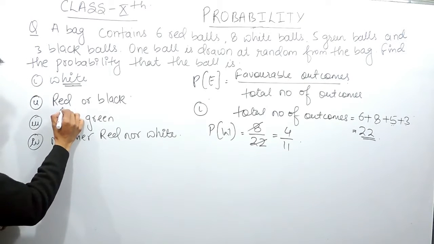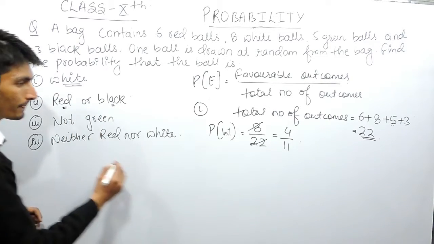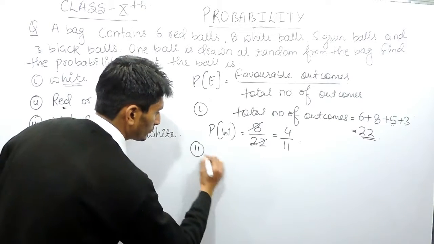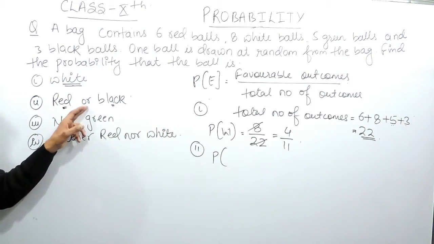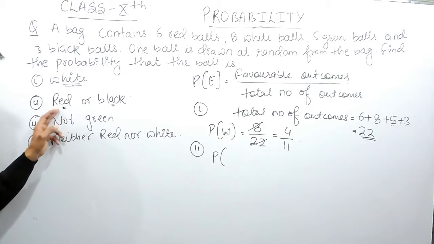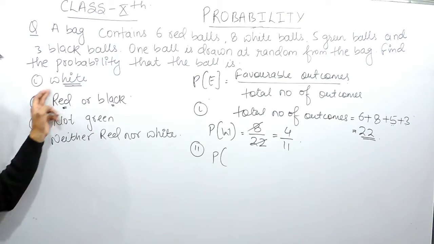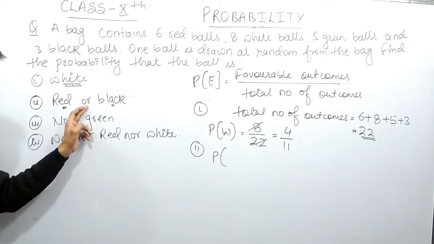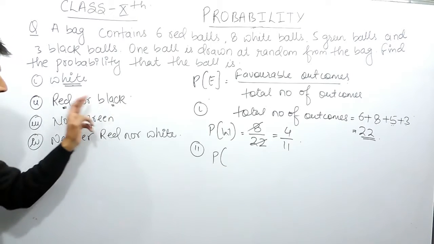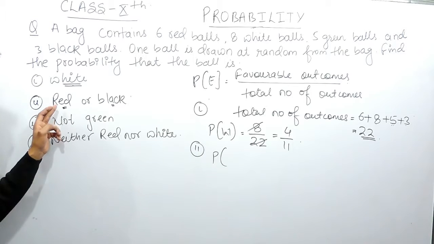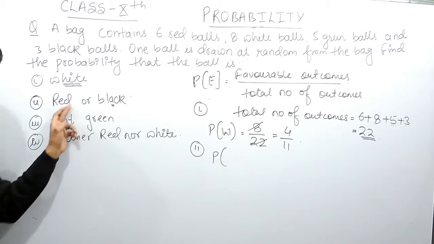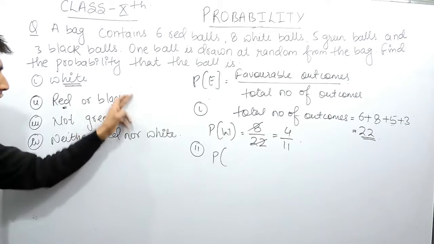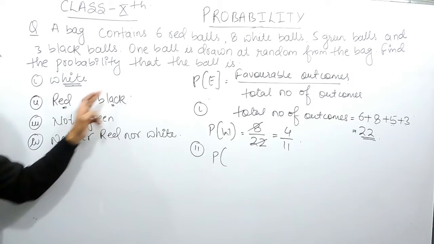Now in the second case, you need to find the probability of red or black. So first of all, we must understand what this "or" means. To find the probability of red or black, first you have to find the probability for red balls, then for black balls, and then you need to add those two to find the probability of red or black balls.